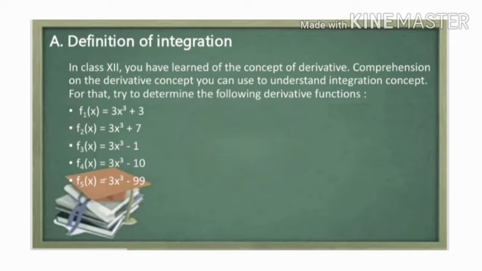f1(x) equals 3x^3 plus 3. f2(x) equals 3x^3 plus 7. f3(x) equals 3x^3 minus 1. f4(x) equals 3x^3 minus 10. f5(x) equals 3x^3 minus 99.